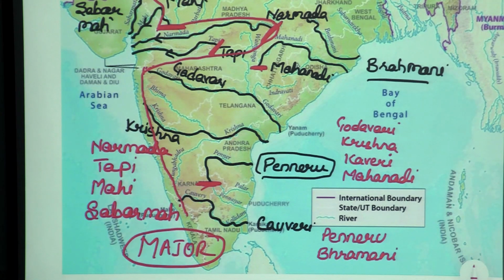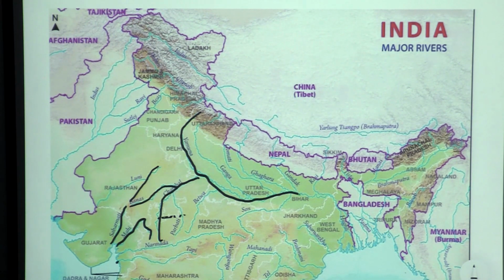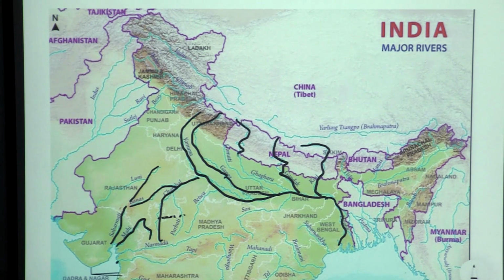So quickly going to the extra peninsula, we already learned Mahi, Sabarmati, this is my Aravali, Banas, Chambal, we have learned this, Yamuna, Hooghly, river Ganga, Kosi, Gandak, Gagara, Gomati. Networking we are aware of.